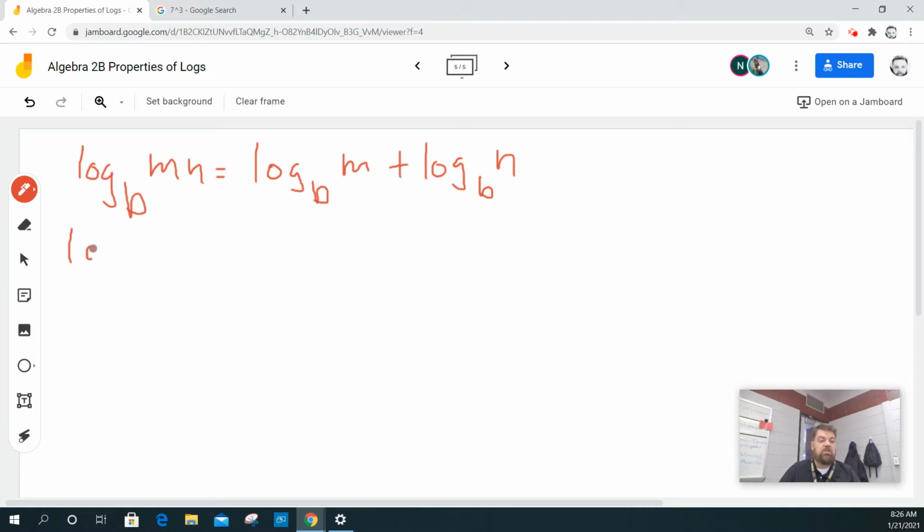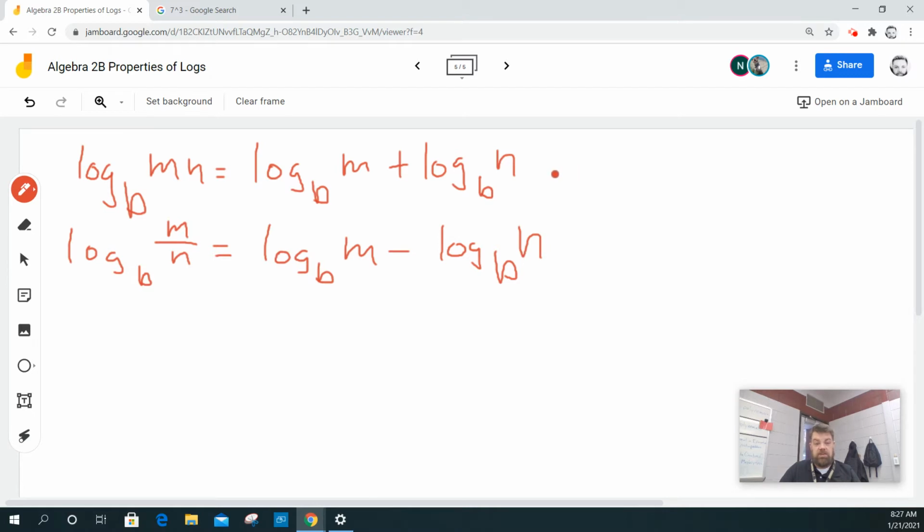Another one is the log base b of m divided by n. That's equal to the log base b of m minus the log base b of n.